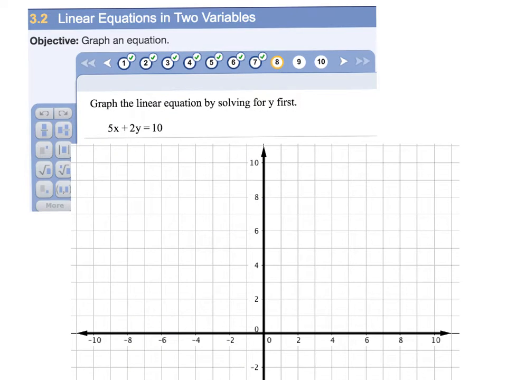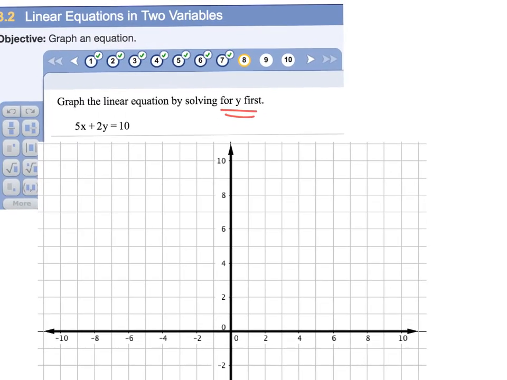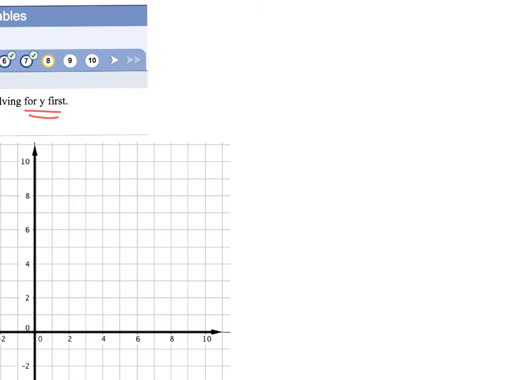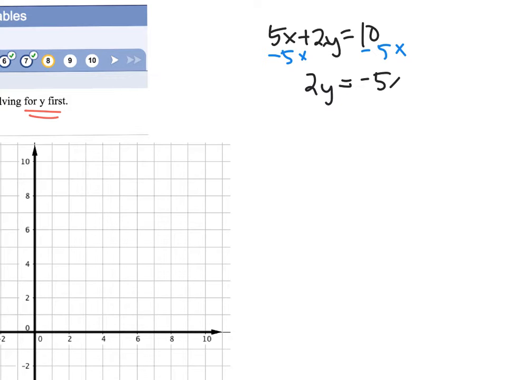So this is more of the same. We're going to be asked to graph this linear equation, but what's different is this time we have to solve for y first, because you'll notice the x and the y are on the same side of the equation. So what we're going to do is move way over here, and we're going to do 5x plus 2y equals 10. And we need to solve for y. So we're going to subtract 5x from both sides. And that gives us 2y is equal to -5x plus 10.